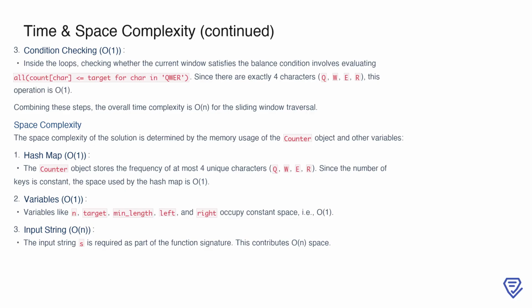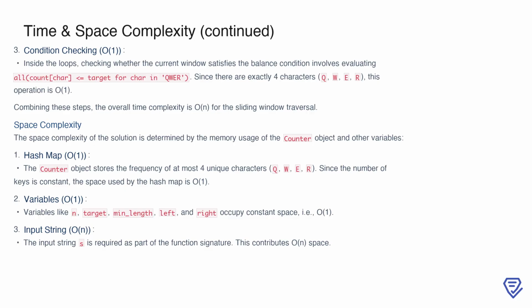Let's move on to the space complexity. The memory usage is primarily determined by the counter object, which stores the frequency counts of at most 4 unique characters. Since the number of keys in this hash map is fixed, it uses O(1) space. Additionally, variables like n, target, min_length, and the 2 pointers left and right also take constant space, contributing O(1).